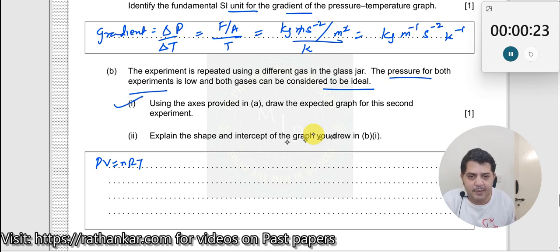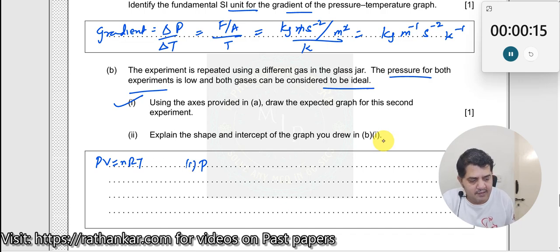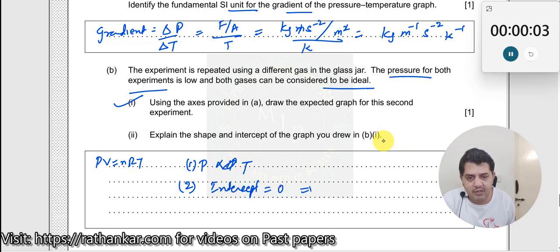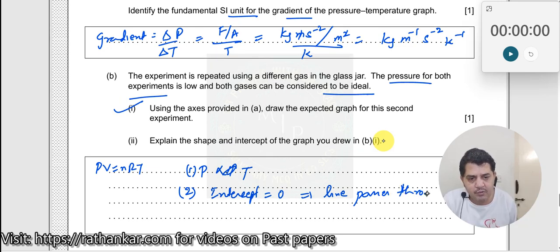Explain the shape and intercept of the graph. Shape. What is the shape? This is for how many marks? This is for 2 marks. So the first one you can say is that pressure is proportional to temperature, right? Because temperature is in Kelvin, we can mention this. The second one you say is that the intercept is equal to 0, or the line passes through the origin. Similar to what you have seen in the previous one, here also it passes through the origin.